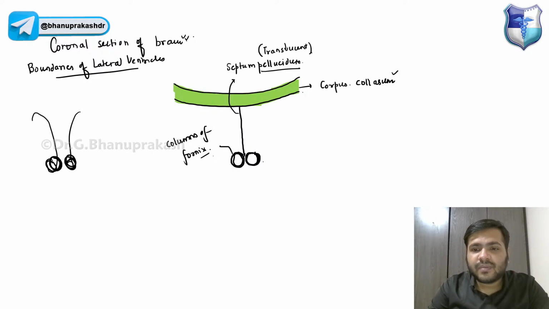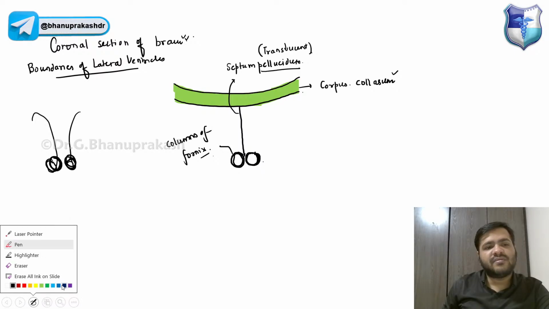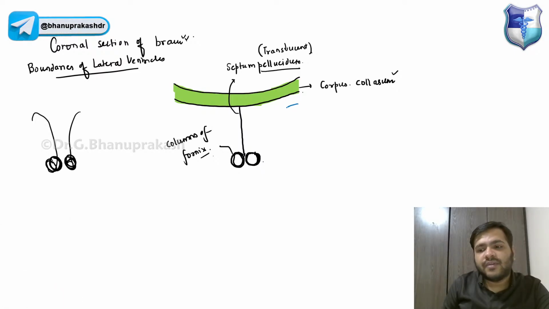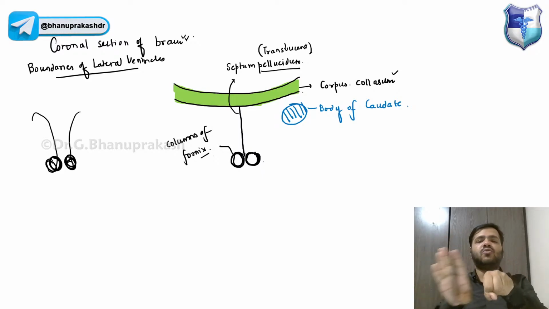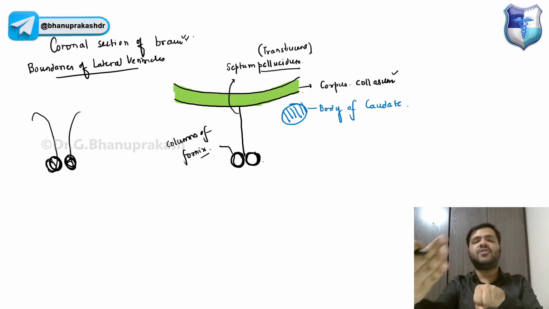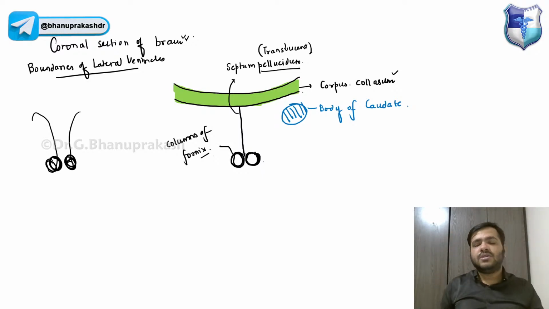Now, guys, everything which you will see now will form the floor. If I talk about the lateral most structure, over here we have the body of the caudate nucleus. You take the brain, cut it coronally, remove the part, and look from the front at how the boundaries are. So we have the body of the caudate nucleus, guys.